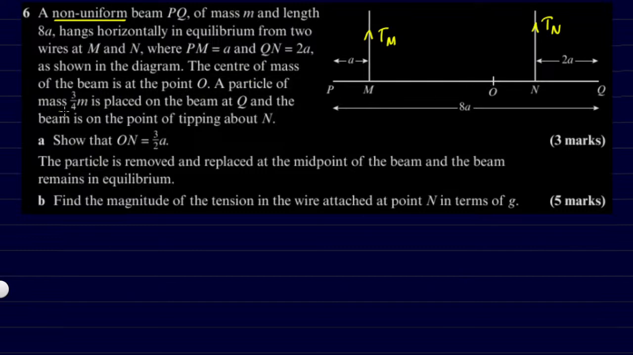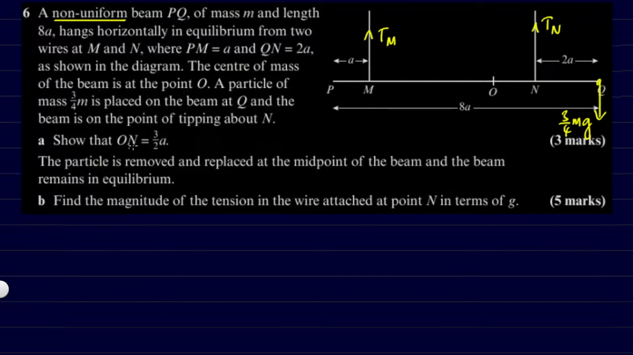A particle of mass 3/4 m is placed on the beam at Q. Q means the end point, so a downward force will be there. 3/4 m is the mass, so the weight will be 3/4 m into g. And the beam is on the point of tipping about N. Show that ON is 3a/2.